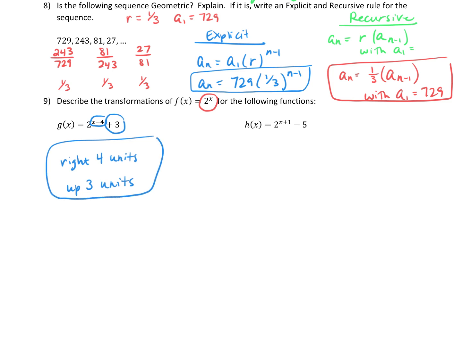All right, h of x. I can see that we're changing the x's, x plus 1. Tricky x, we're going to go in the opposite direction. So go left 1 unit. And then we're subtracting 5 on the end. That's your vertical change. Because it's minus 5, we're going to go down 5 units.